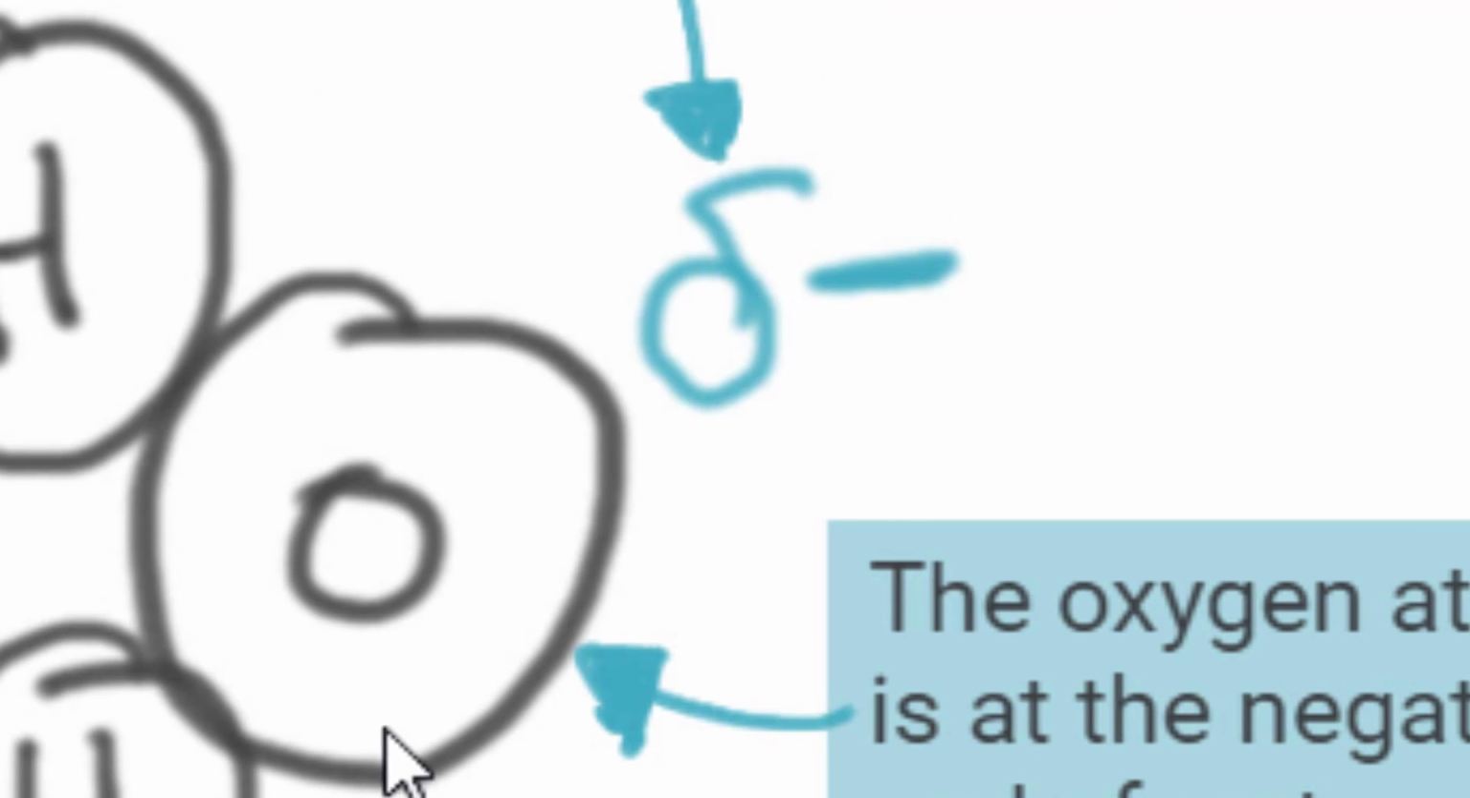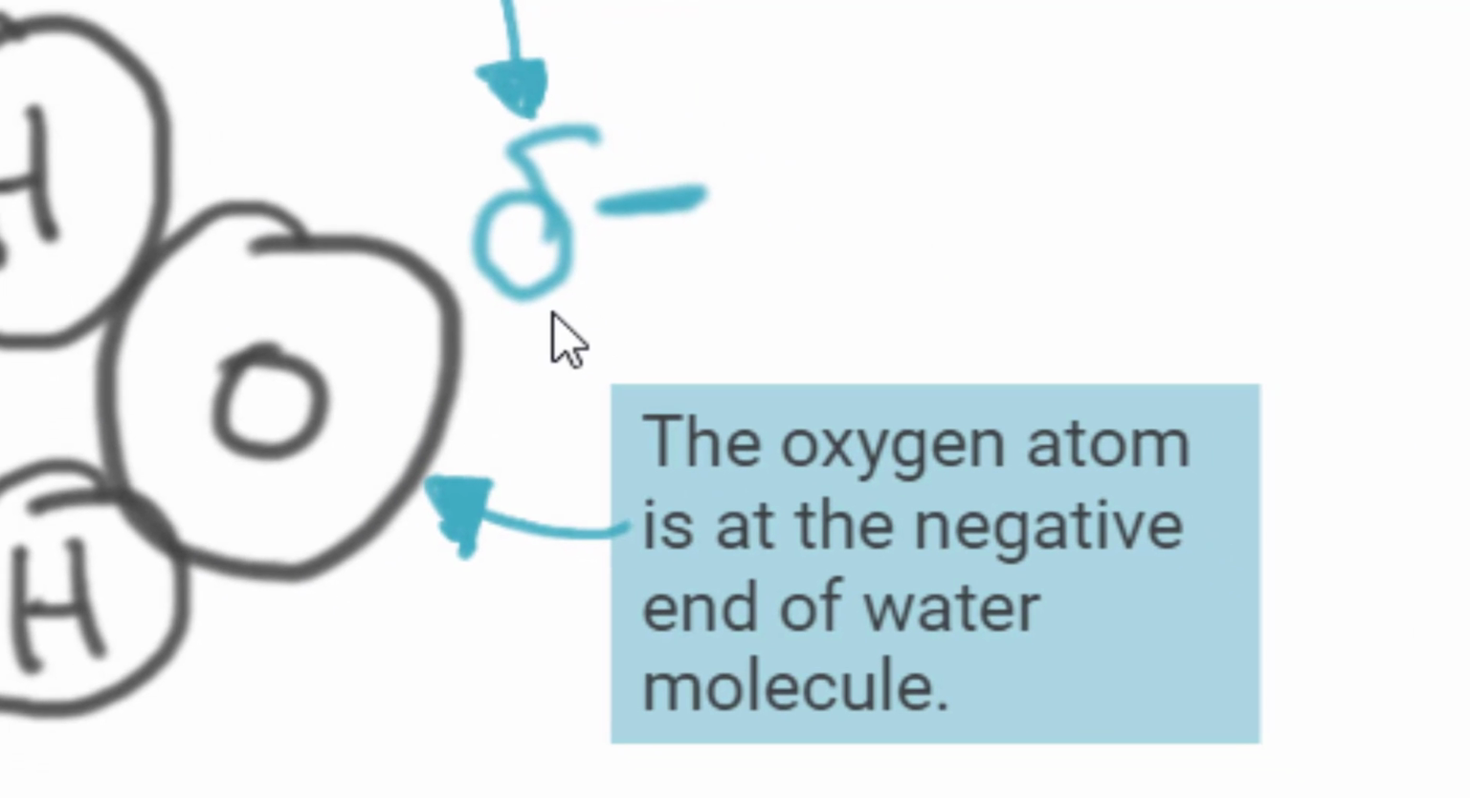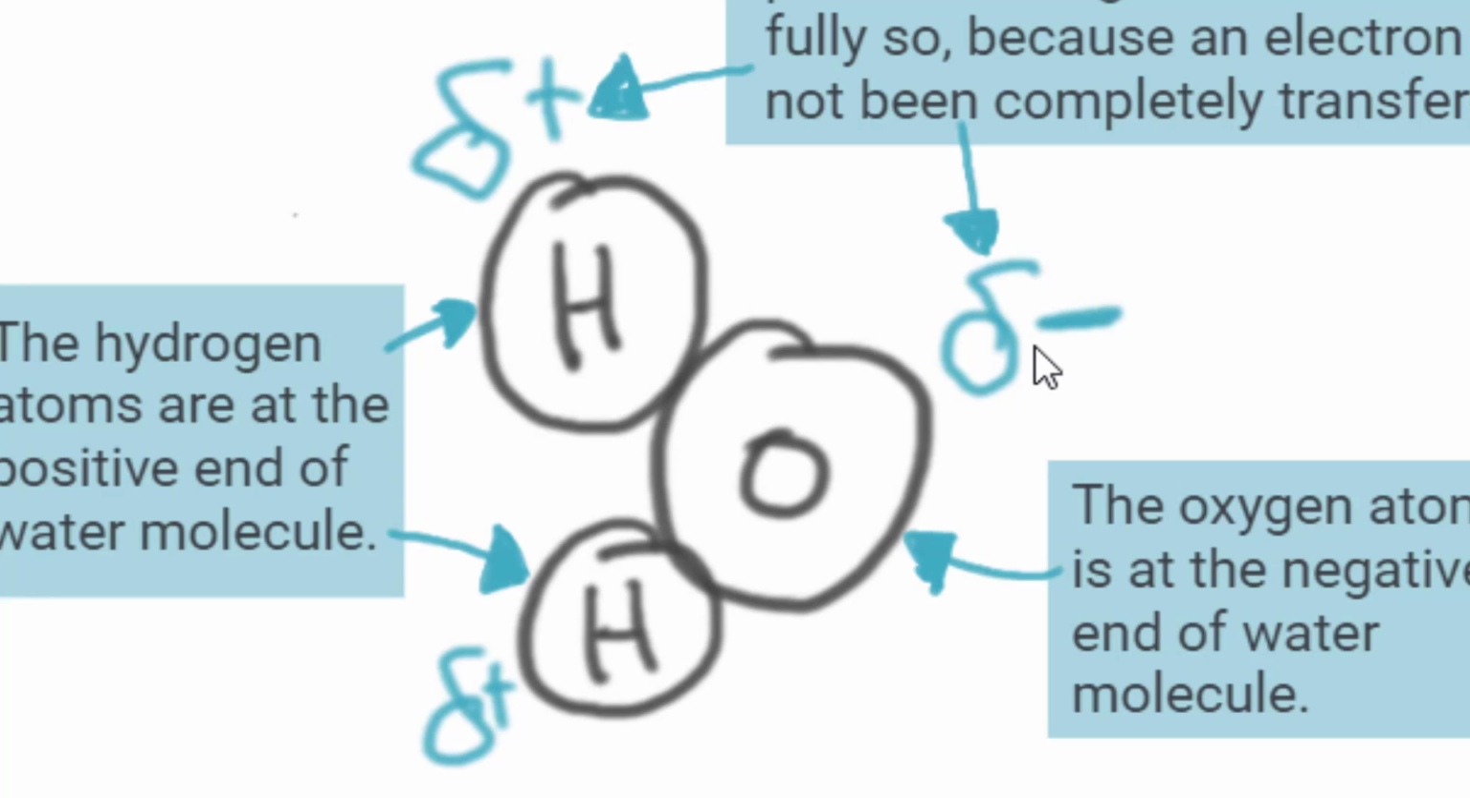And the reason it's slightly negative is because the electrons, the shared electrons, are pulled more toward that oxygen because of the higher electronegativity that oxygen has. We represent that with this little symbol. It's a delta negative, and the delta negative tells us that region is slightly negative. It's not fully negative like an ion is because the electrons have not been completely transferred from one atom to another. They're only moved closer to that atom.